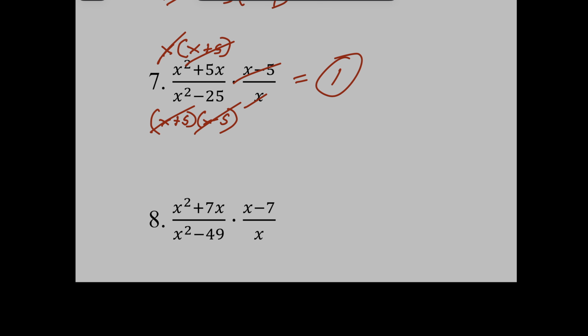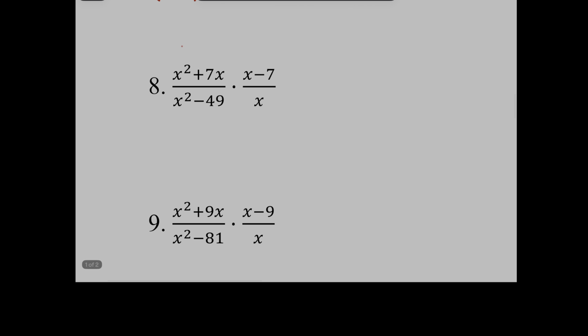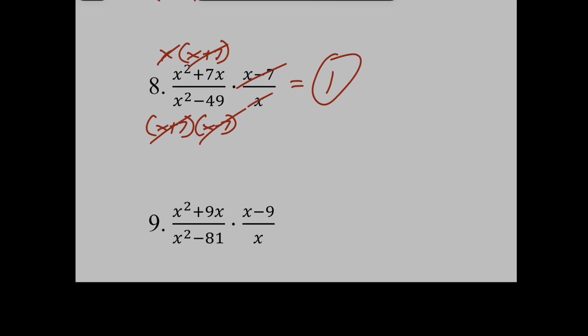Number 8. I can pull out an x, and I'm going to be left with x plus 7. Down below here, I can go x plus 7 and an x minus 7. Okay, and that's going to equal, x is gone. X plus 7, x plus 7. X minus 7, x minus 7. Answer is 1. Number 9, I can pull out an x.